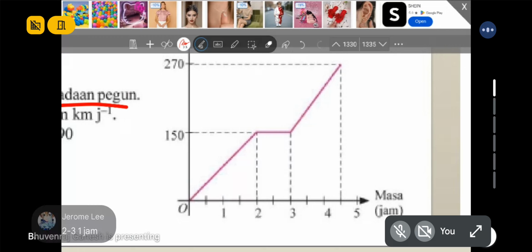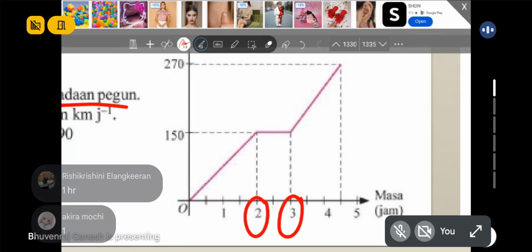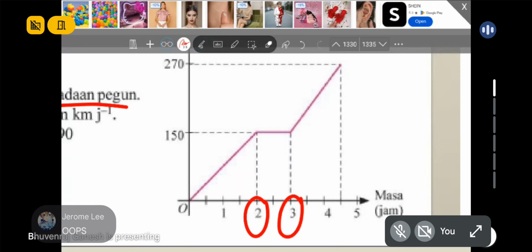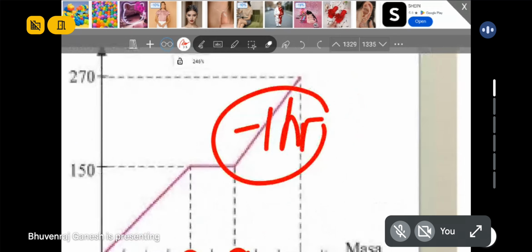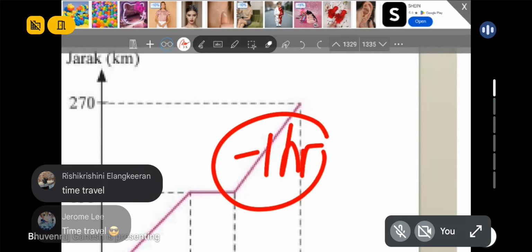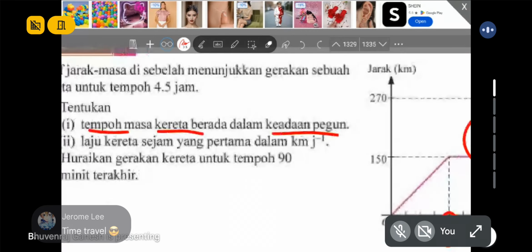Stationary. Yes. 3 minus 2, Jerome Lee. Okay, always take the bigger one minus smaller one. Besar tolak kecil. Okay, 3 minus 2. You take 2 minus 3, you know what it means. Okay, negative 1 hour means what? Guys, negative 1 hour means that you are going back in time. Kamu pergi masa silam.